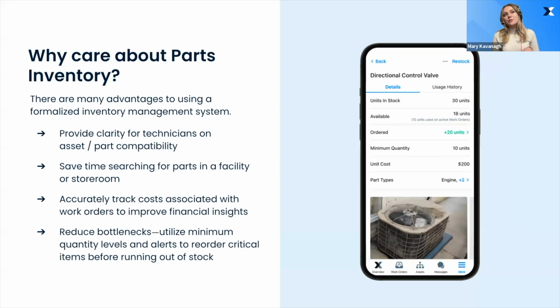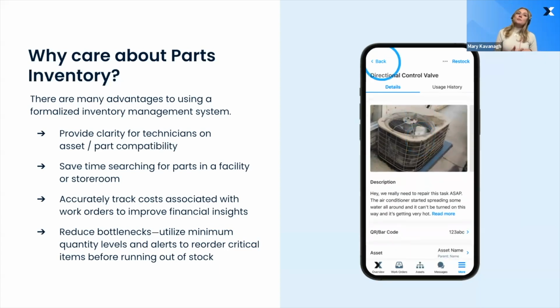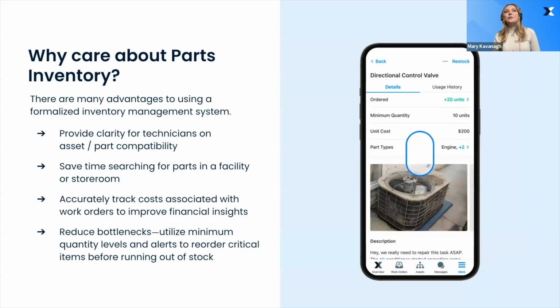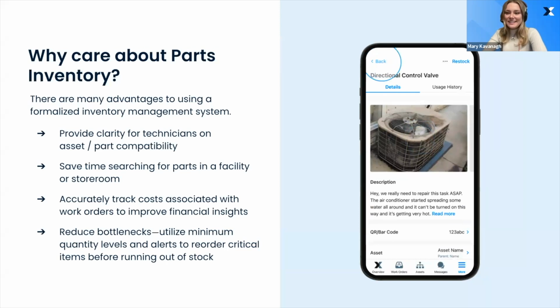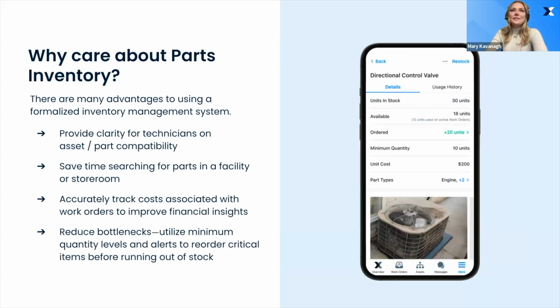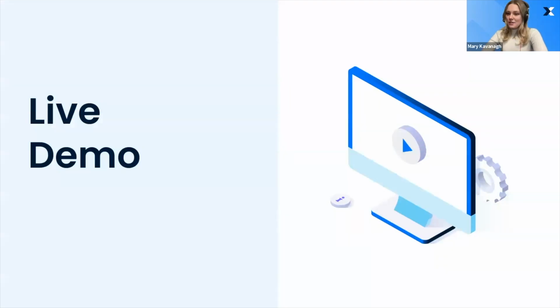We also want to reduce our bottlenecks. By using our minimum quantity levels and alerts, we can reorder critical items before running out of stock. And as we all know, lead times are a little bit crazy right now, so anything we can do to help automate that process is a plus in my book. So let's hop into it, shall we?